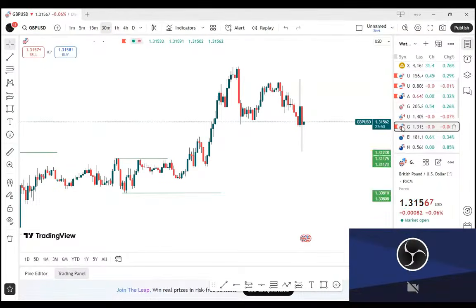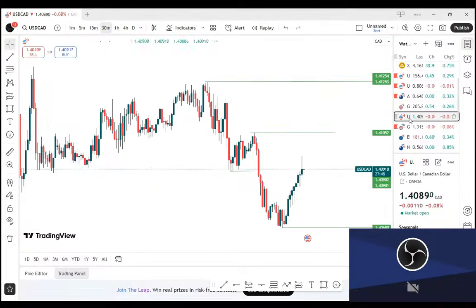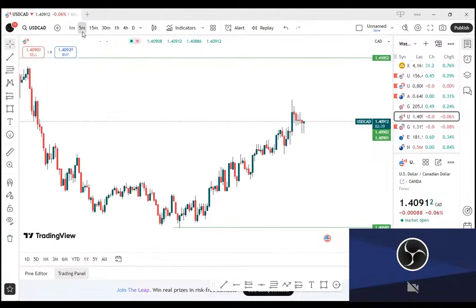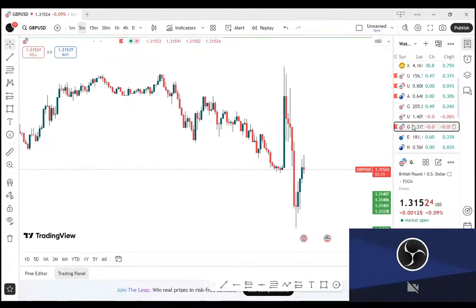GBP USD. Okay, there's the 30 minutes time frame. Drop lower. 15 minutes time frame, pushing up, and drop again. USD CAD, pushing up. And we have GBP USD. You ask what pair are you analyzing? Analyzing the ones that are very close to the key zones. That's what we're taking.